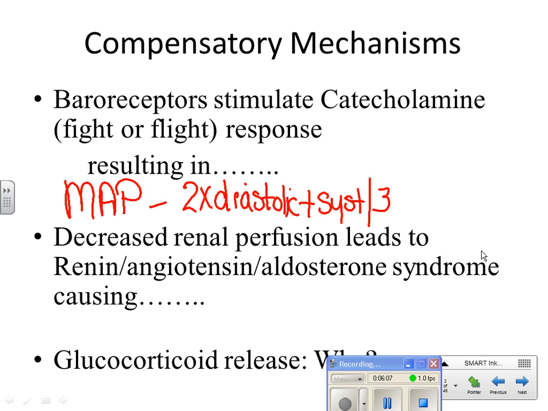Then what's going to happen, another way that we're going to raise that mean arterial pressure, is that the kidneys that are now not getting enough perfusion sense that drop in perfusion, and they kick in the renin-angiotensin-aldosterone system. Basically, what that does is it causes us to retain sodium and retain water, and that boosts our circulating blood volume.